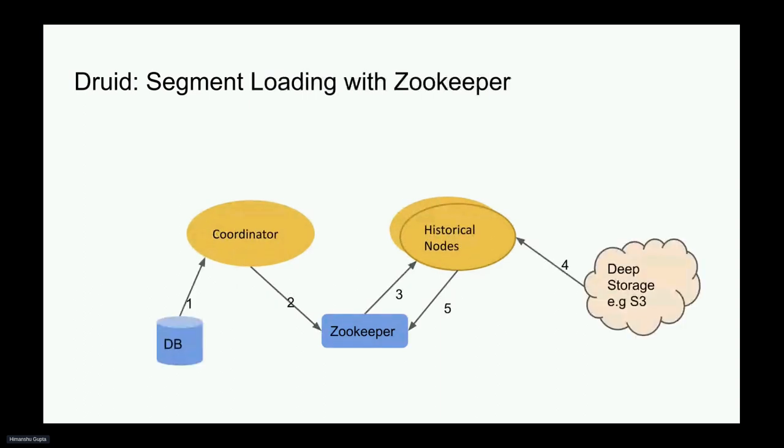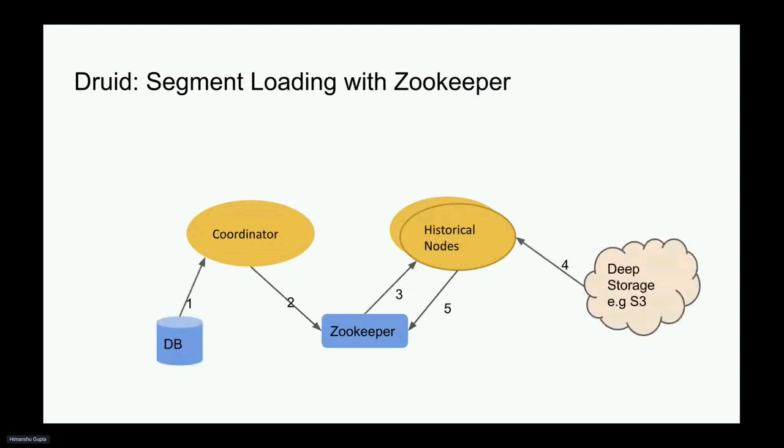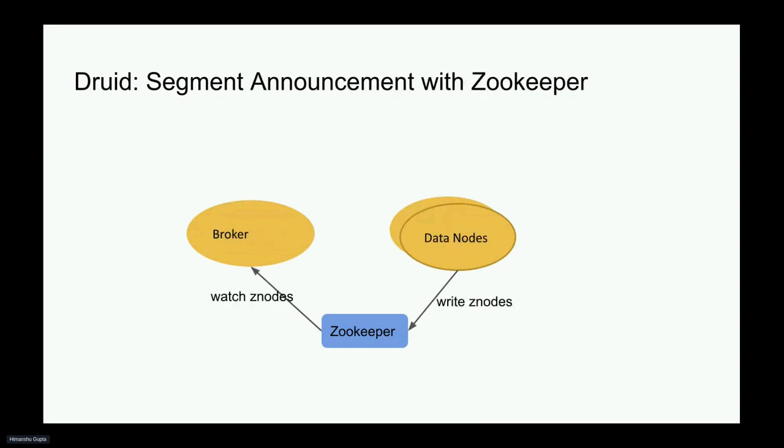So this is again the announcement part. The coordinator, of course, needs to know which historical is serving which segment. Also, there is a node called broker, which is responsible for coordinating the query processing. Your queries typically land on this broker node. So it knows which data node, be it the middle manager or the historical.